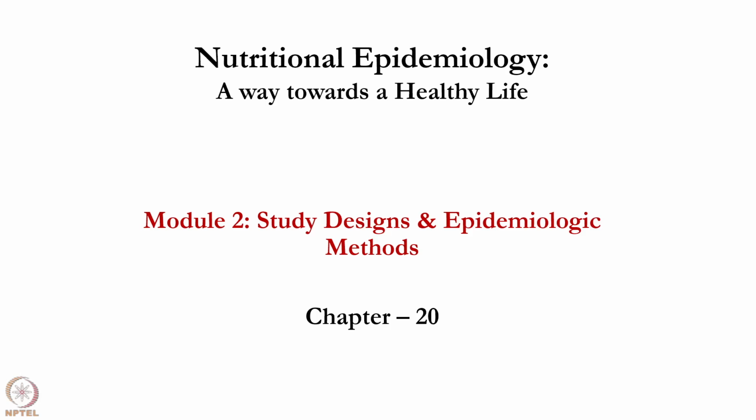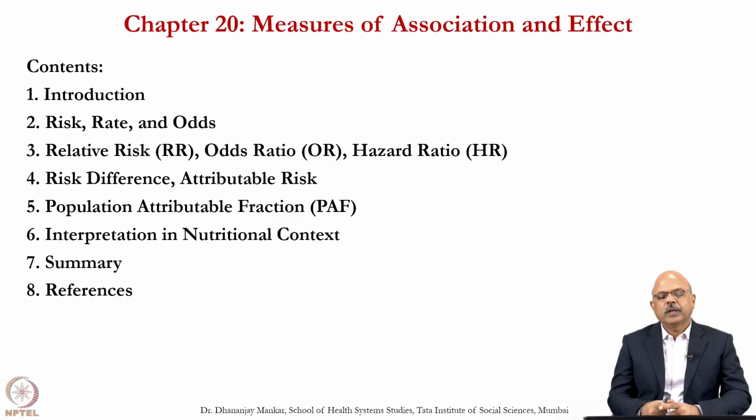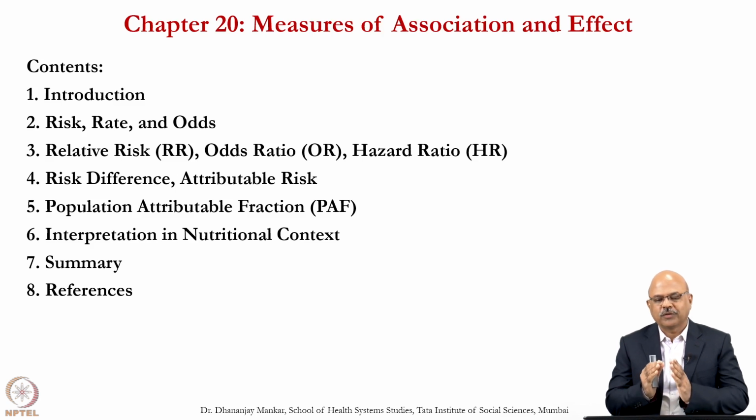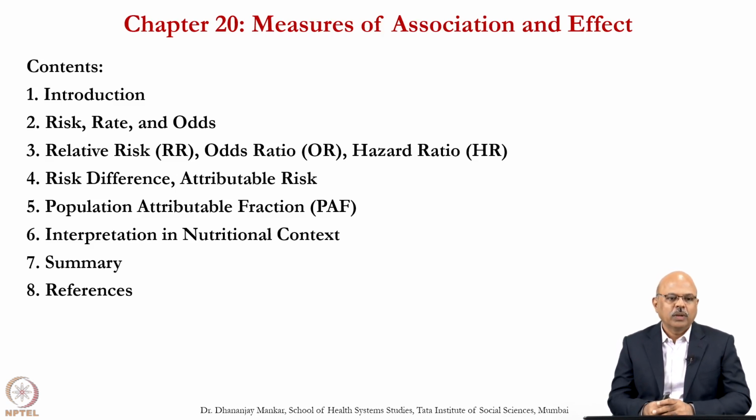In Module 2, the study design and epidemiological methods, for Chapter 20, we will be taking the discussion on measures of association and effect. So we will be talking about the risk, rate and odds, the relative risk, the odds ratio, the hazard ratio, and the risk difference, attributable risk. We'll also be discussing the population attributable fraction, that is PAF, and interpretation in the nutritional context. It will be taken for the discussion of association and effect.